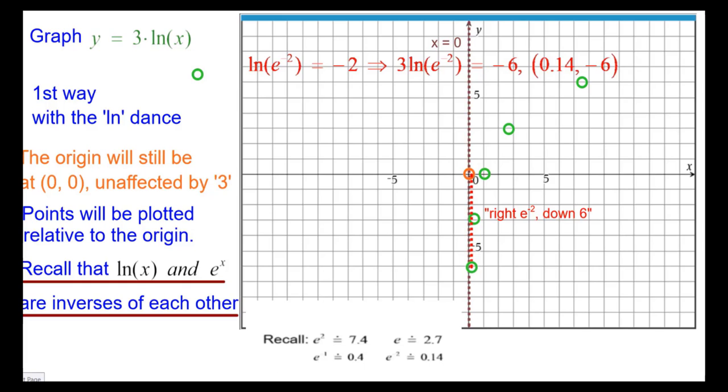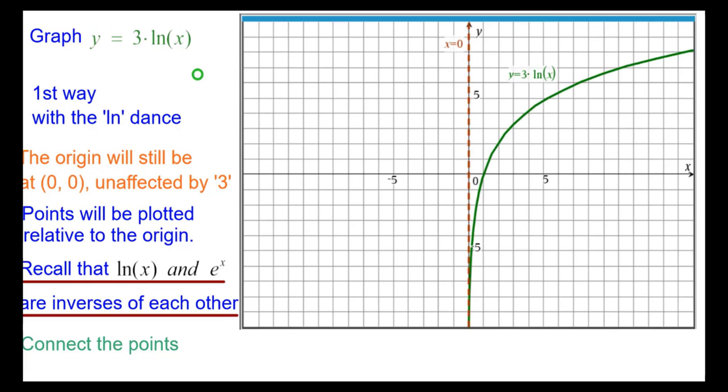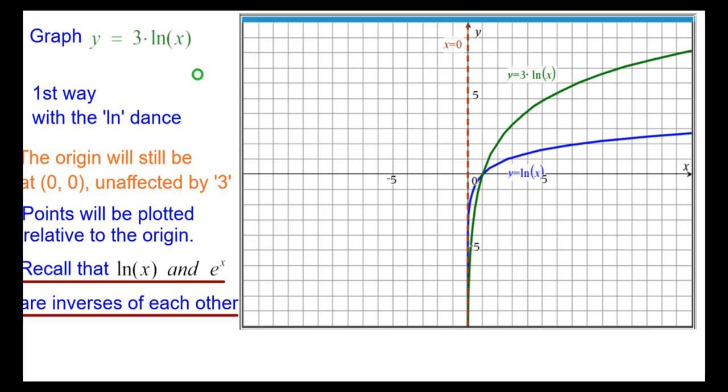Press pause as needed any time to catch up. Connect the points, and there's 3 times the natural log of x. Compare that to the parent function, and you can see that for this value of x, from blue to green, the y values are tripled. For this value of x, the y values are tripled from blue to green. In fact, for all of them, that's what that coefficient does to the graph.